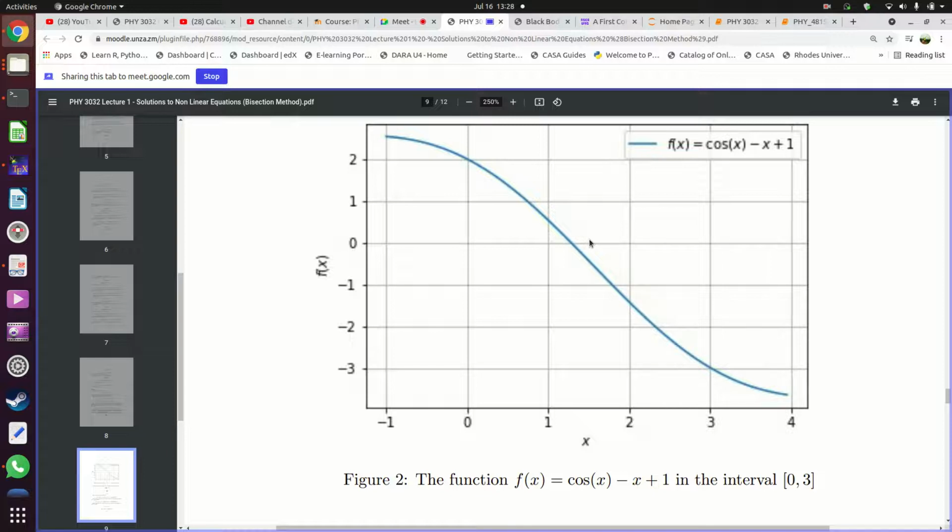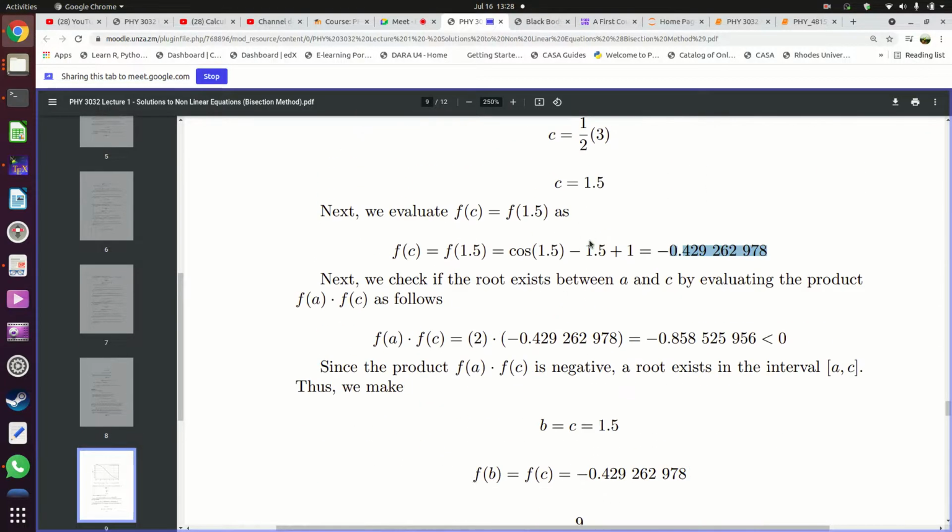Yes, sir. Yeah. So after finding out that our function is negative at this particular midpoint, the next thing you want to do is ask yourself a question. Is there a solution? Is there a root between 0 and the midpoint? Does the function cross the x-axis between 0 and the midpoint, which is here? Does it do that? It does. So how do you find out if your function has crossed the x-axis?